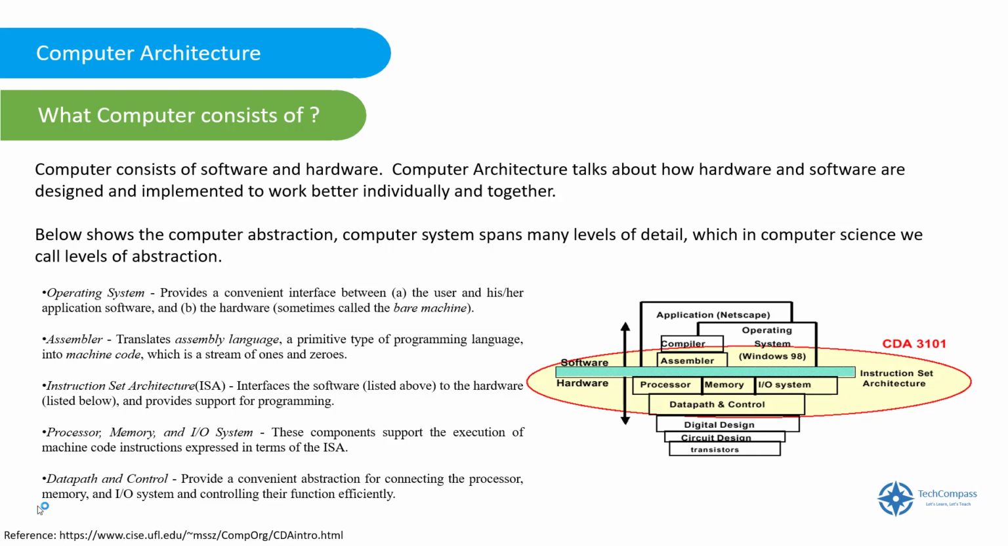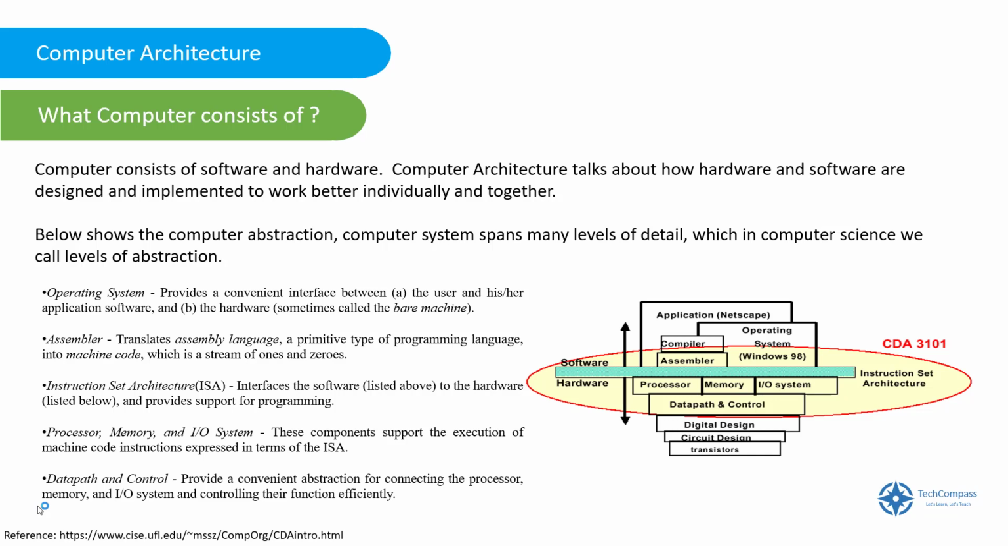A computer system spans many levels of detail, which in computer science we call levels of abstraction. The operating system provides a convenient interface between the user and his or her application software and the hardware, sometimes called the bare machine. The assembler translates assembly language, a primitive type of programming language, into machine code, which is a stream of ones and zeros. Instruction set architecture interfaces the software to the hardware and provides support for programming.